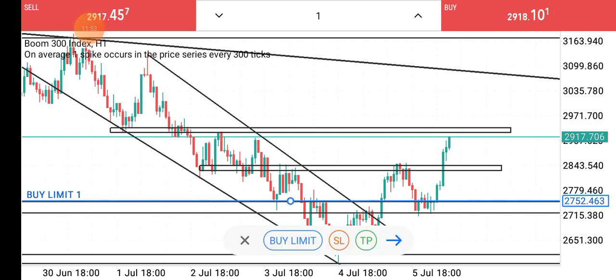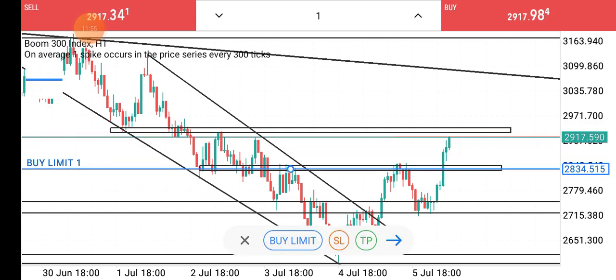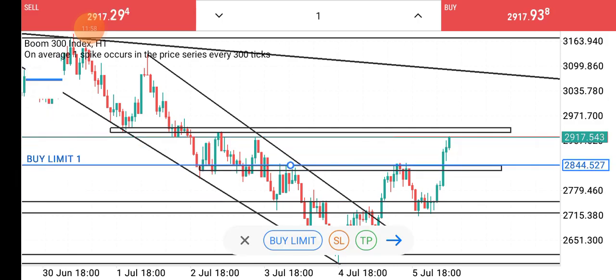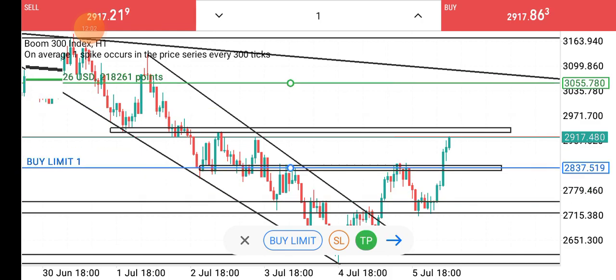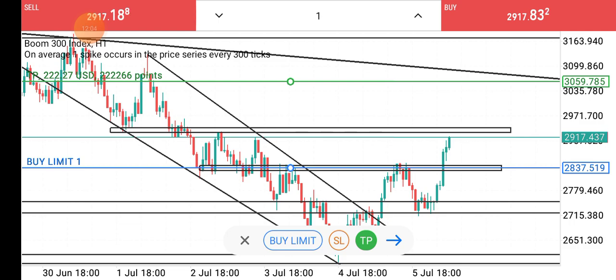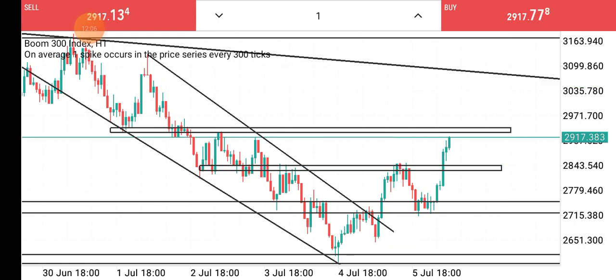Imagine even if you just enter a trade, the market comes back to this zone, you enter a trade here, and your target is where? The target is somewhere here, over $200. That's one thing I like about Boom 300. It's very volatile, it gives you massive profit, but it's very dangerous. Just know when to enter. You need to know when to enter the market. If you get a good entry, you're safe, but a bad entry is a disaster. It can wipe the whole of your account, guys.